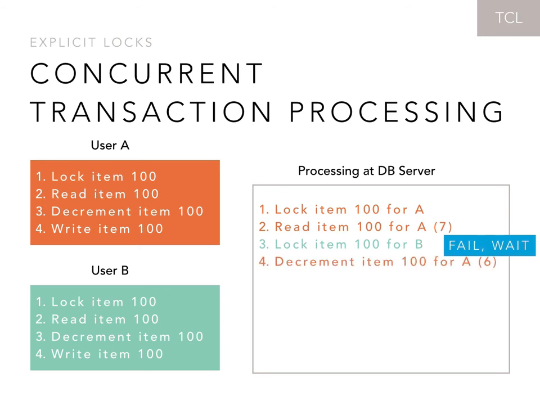If we go back to user A, he can do his thing. That is decrementing the item, taking it to 6, and writing that back to the table. At this point, the lock would be released because user A is done. So now user B can repeat and try to get the lock. This time she'll be able to, and then she can do what she wants to do, which is read it and decrement it and write it back.